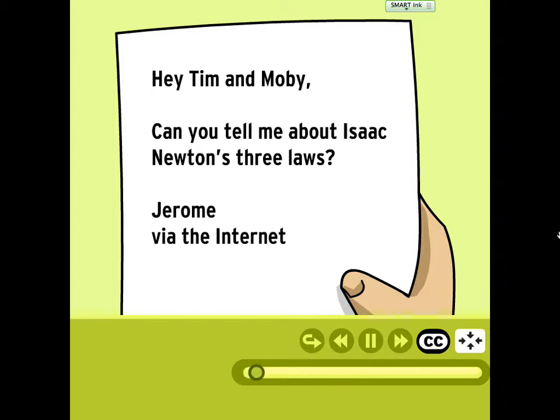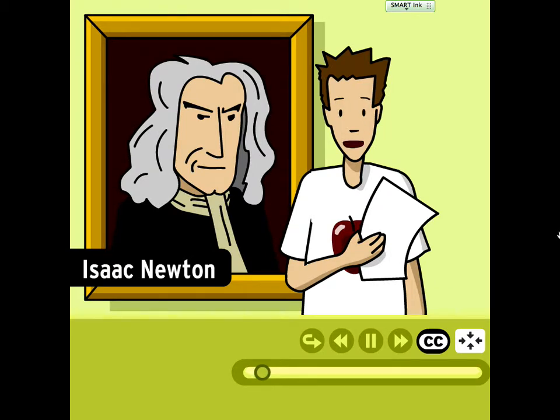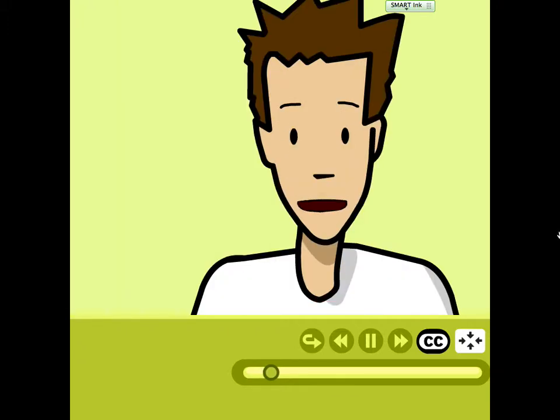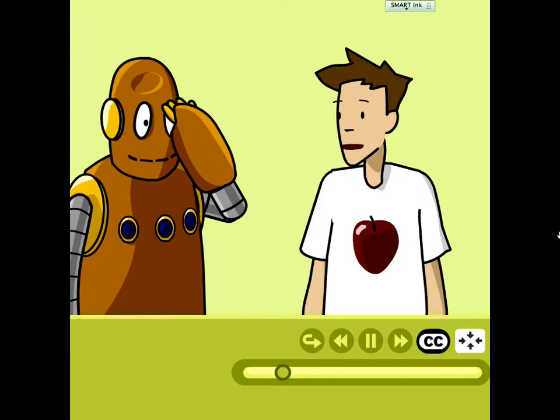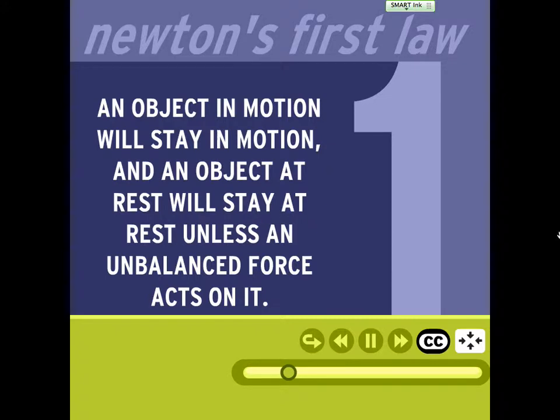Tell me about Isaac Newton's three laws. Well, Isaac Newton was a scientist who lived in the 17th century. We haven't heard anything about him, so you should check it out. Anyway, Newton came up with the three laws of motion that can be used to explain how and why stuff moves. Well, yeah, these laws are still in use today, so I'd say he was pretty smart. Newton's first law states that an object in motion will stay in motion, and an object at rest will stay at rest unless an unbalanced force acts on it.